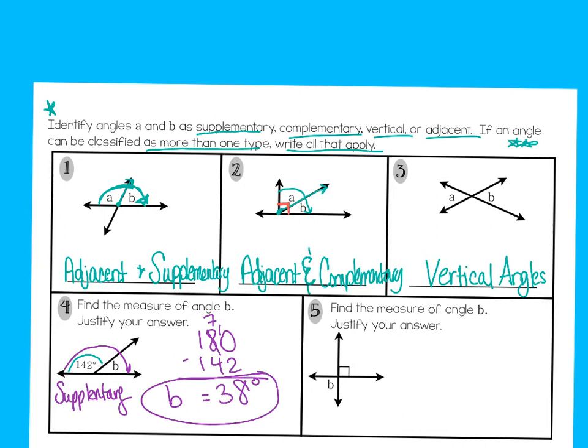Okay, last example here, find the measure of angle B, justify your answer. So if I look at angle B and I look at the information that they've given me, I see that this right here means 90 degrees. I see that that angle and angle B share this vertex and they're opposite of each other. Therefore, they are vertical angles and congruent. So that would mean B equals 90 degrees.